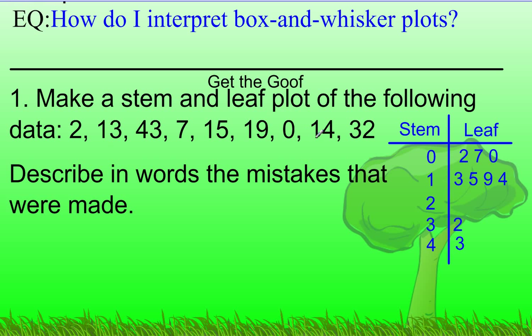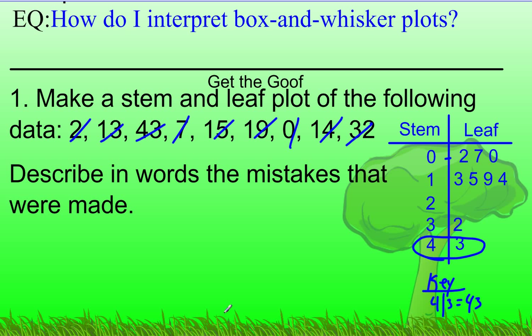Let's check the numbers. They have 0, 0, 0, 2, 0, 7, 1, 3, 1, 5, 1, 9, 1, 4. There's nothing in the 20s. 32, 43. Everything's okay so far. I can see one thing that's wrong and one thing that can be done better. The one thing that's wrong is there is no key. So 4|3 equals 43. That is a mistake, that there is no key there.